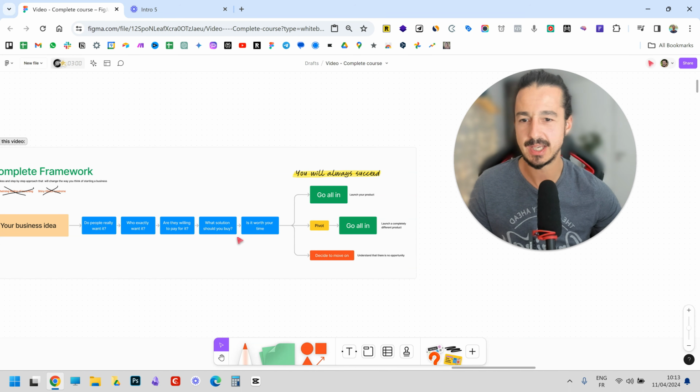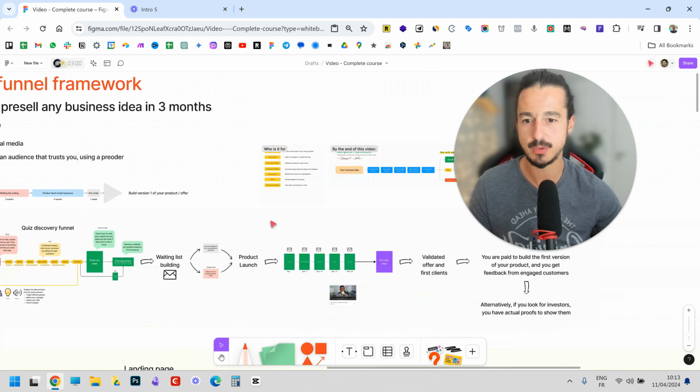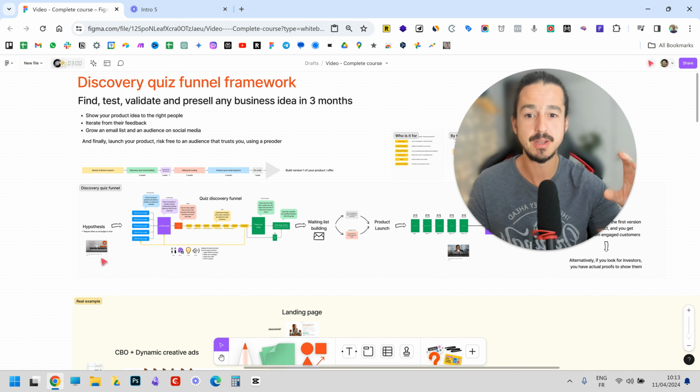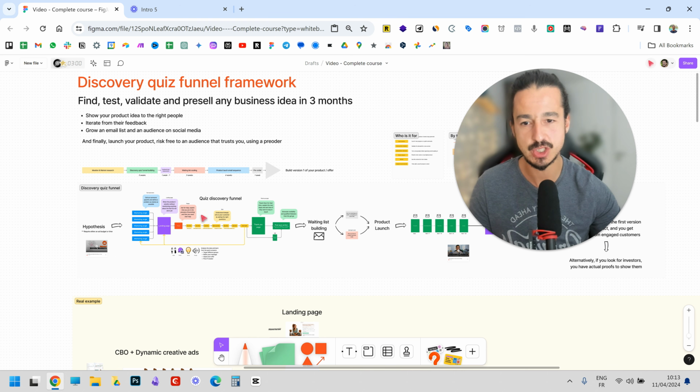Now we are looking at the complete funnel altogether, but just before I do, this is a video that will show you the complete framework, but I'm planning on creating more videos to go in depth on each of these steps in the next weeks.